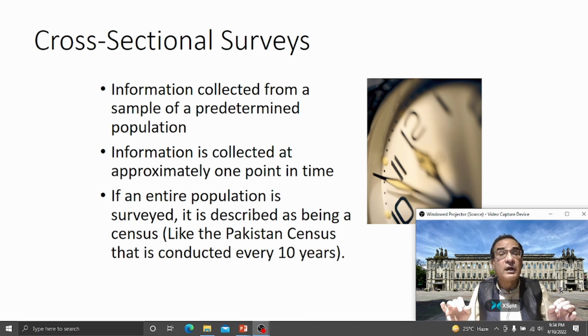Information is collected from a sample of a predetermined population. In this case, information is collected at approximately one point in time. So you collect information one time, and this is called a cross-sectional survey. Moreover, if an entire population is surveyed, it is described as a census. So mostly census is a very popular term for conducting a cross-sectional survey. Most countries like Pakistan conduct a census after 10 years, and this is a very popular and understandable example of a cross-sectional survey.